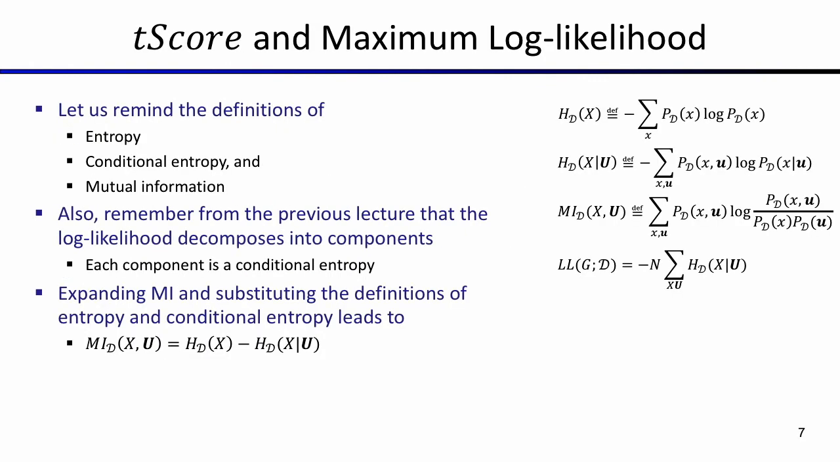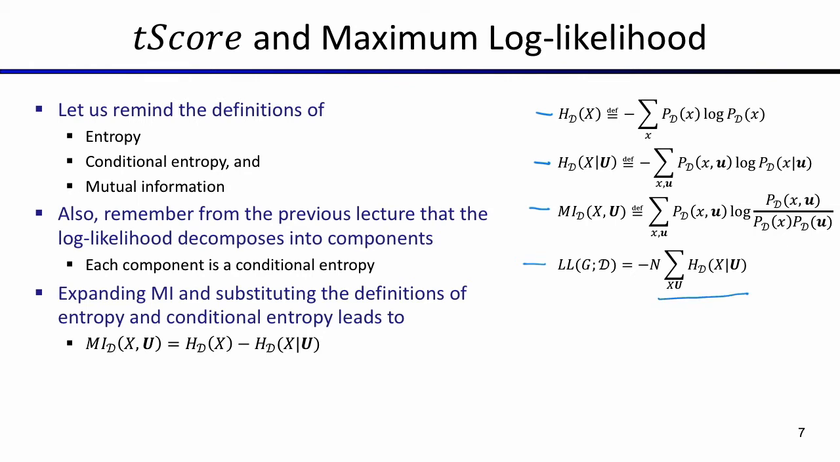Okay, let's just remind the definitions of entropy, conditional entropy, and mutual information. So I have here the equations for entropy, for conditional entropy, for mutual information. And we also discussed it in the previous lecture. Very briefly, we did not prove that, but there is a proof in the book that the log likelihood decomposes over the families of variables in this equation here.